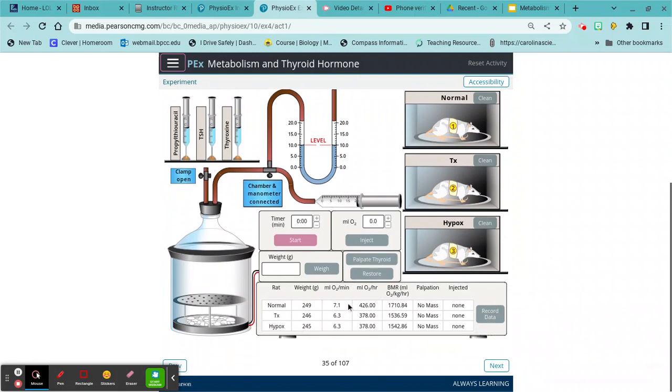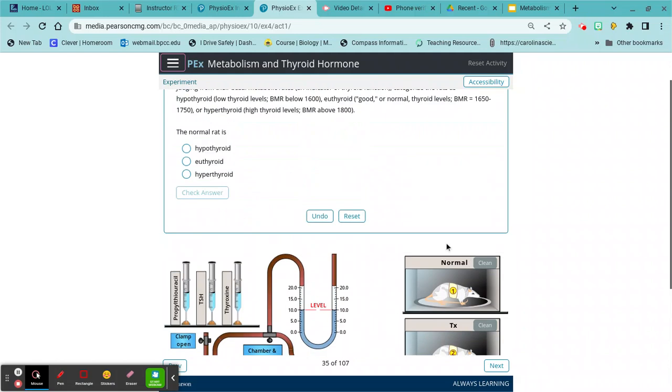The normal rat consumed much more oxygen, which would indicate that its BMR is higher. What's important to notice here is that without a thyroid and without a pituitary gland, the amount of oxygen you consume in a minute is lower. The BMR, which is your basal metabolic rate, is lower. However, there is no mass and no palpations. Okay, so we're ready to move on to the next one.